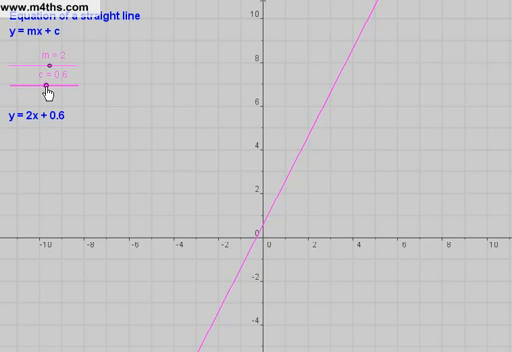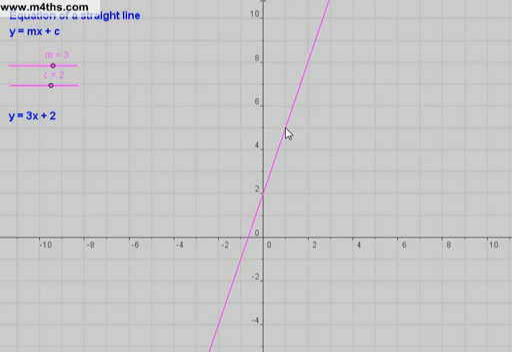If we increase, and this is on a decimal form, if we increase the c value here to 1, we're going to cut the y-axis at 1. If we increase it now up to 2, we're crossing at 2. We have the same gradient. I can change the gradient. I make it a steeper line. It's now going up 3 for every one it goes across.